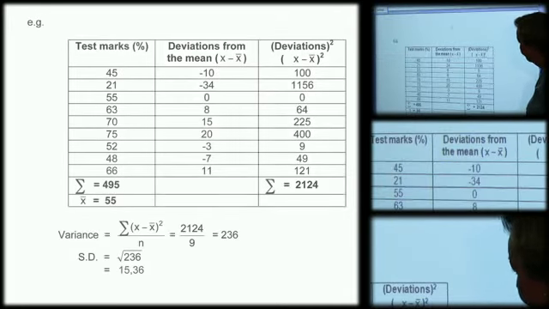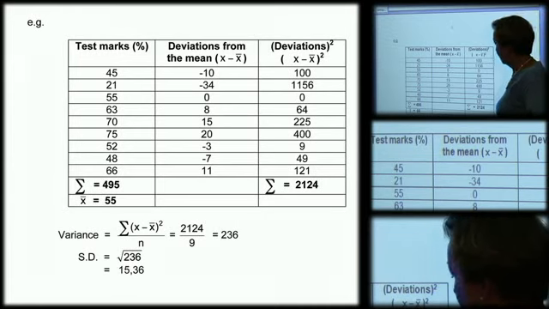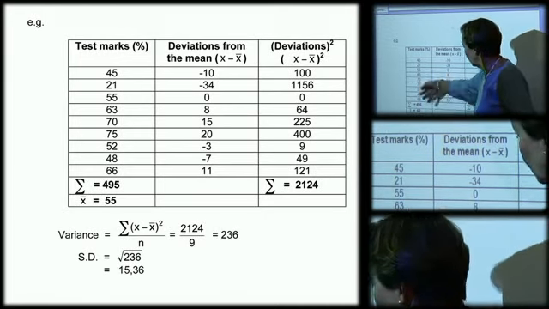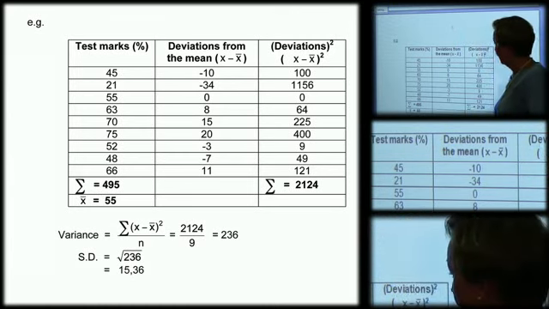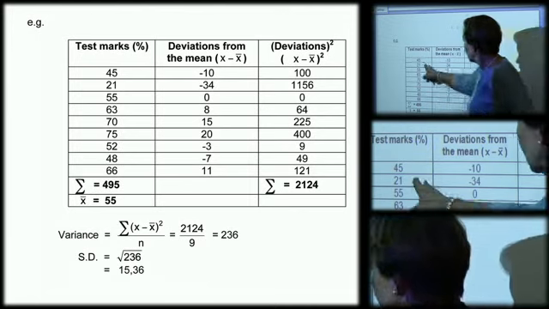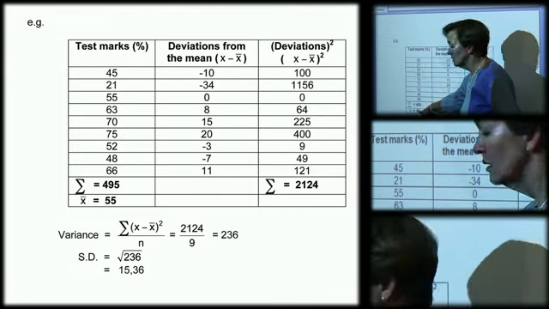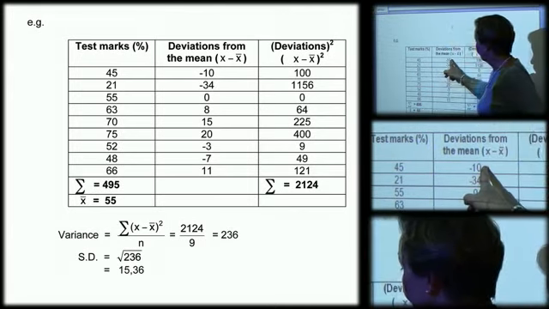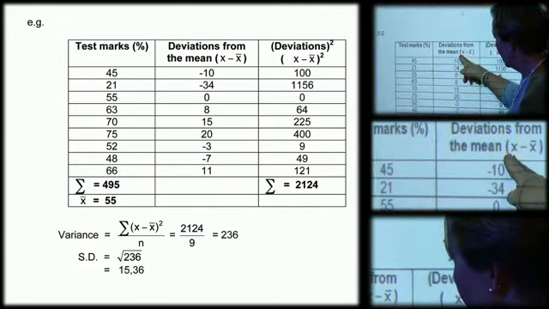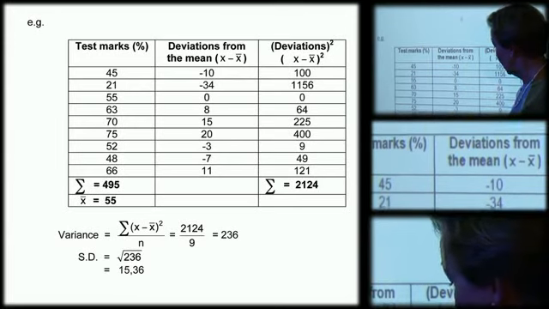So I've taken a whole lot of test marks in percentages. I've worked out the mean. That's easy enough. You add them up, you divide by the number of scores. Then the deviations from the mean will be this minus the mean. So it'll be negative. Obviously if your score is below the mean, you're getting a negative answer and so on. So I've worked out all the deviations there.